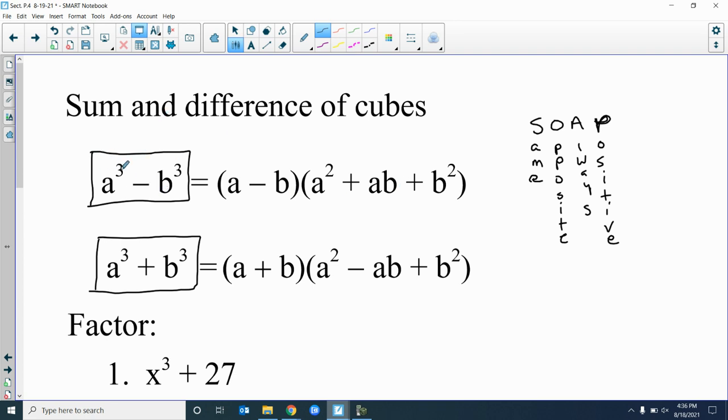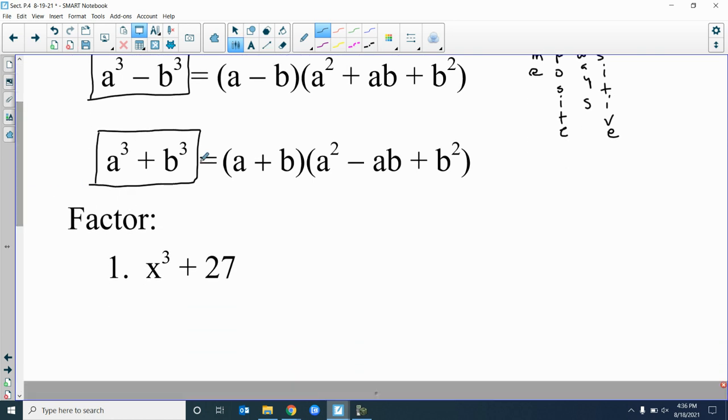Now we're looking for things in terms of cubes instead of squares. It could be constants, or it could be variables. X cubed is cubed. 27, you might look at it and say, well, that doesn't fit, but 27 is the same as 3 to the third power. So I can rewrite this as x cubed plus 3 to the third. What that means now is basically my a is going to be x, my b is going to be 3, and I'm going to plug it into, since it's a plus, this formula here.